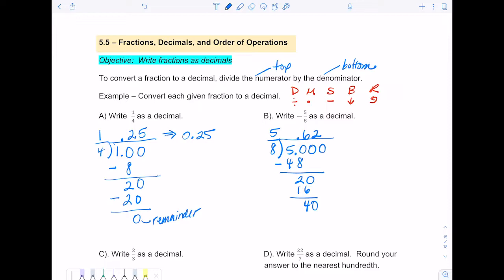So now I can divide 8 into 40 5 times. It goes in perfectly. Now I multiply: 8 times 5 is 40. After I multiply, I subtract. 40 minus 40 is 0. Since I got a remainder of 0, I can stop. My final answer is 0.625.